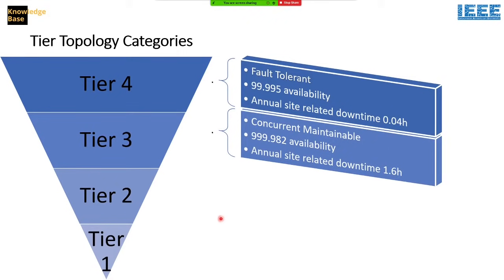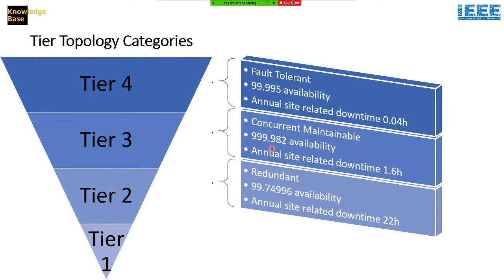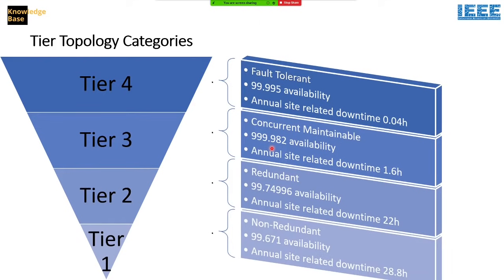And this is tier 3, and it also provides a 99.9 availability. Okay, I have an additional 9 here. It's only 99.982. And tier 2 is a redundant system. It only has redundancy on the capacity components. It also gives 99.7 availability, and tier 1 is a non-redundant solution. So it's just a normal data center.